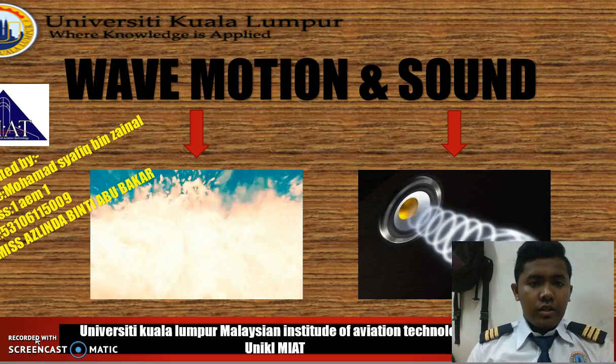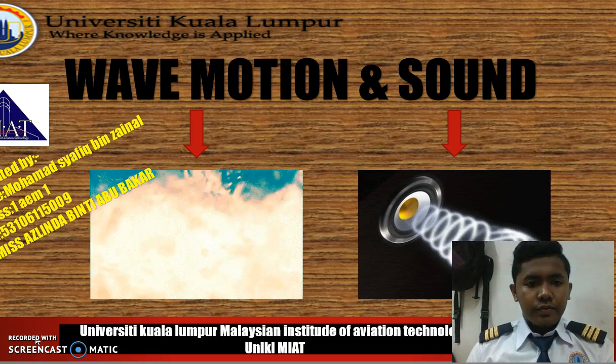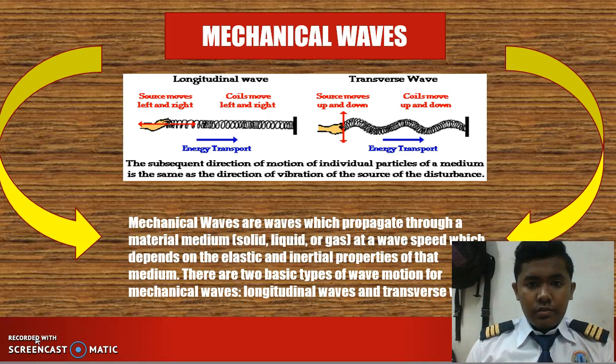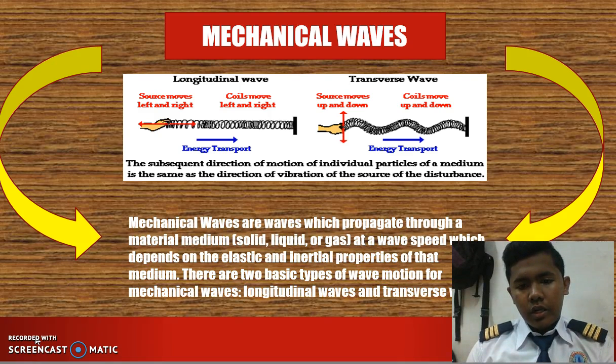Okay, next topic is wave motion and sound. Okay, so you can see the diagram of wave motion. Mechanical wave. Mechanical waves are waves which propagate through a material medium, solid, liquid or gas, at a wave speed which depends on the elastic and inertial properties of that medium.